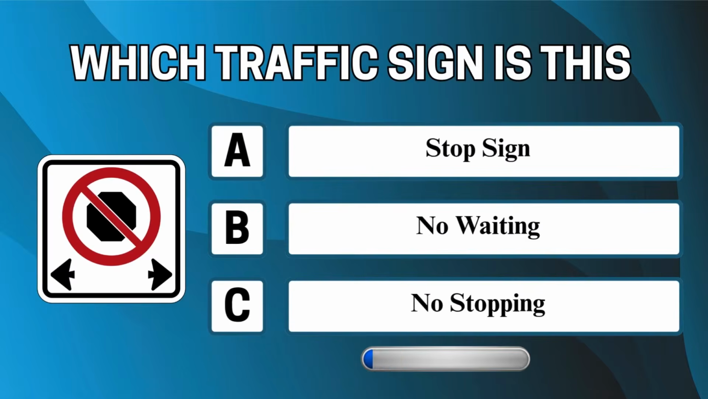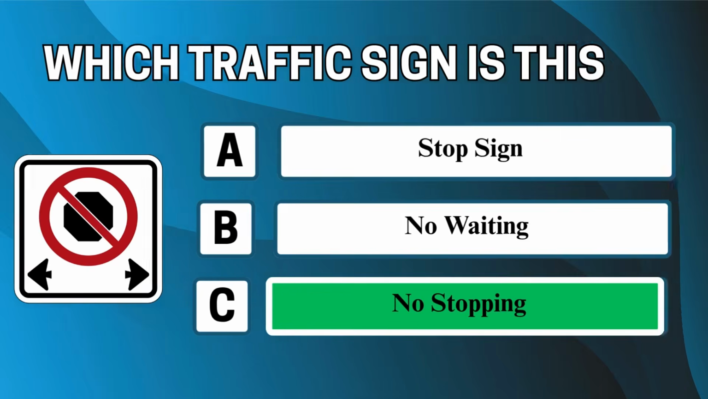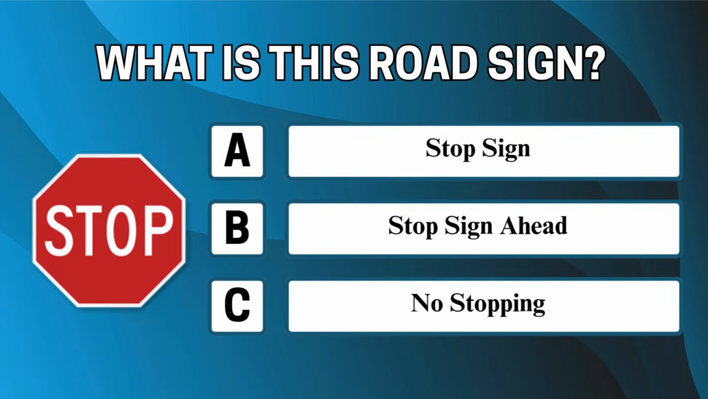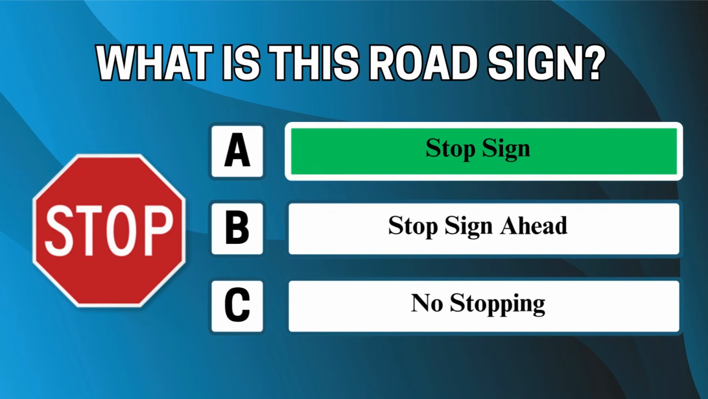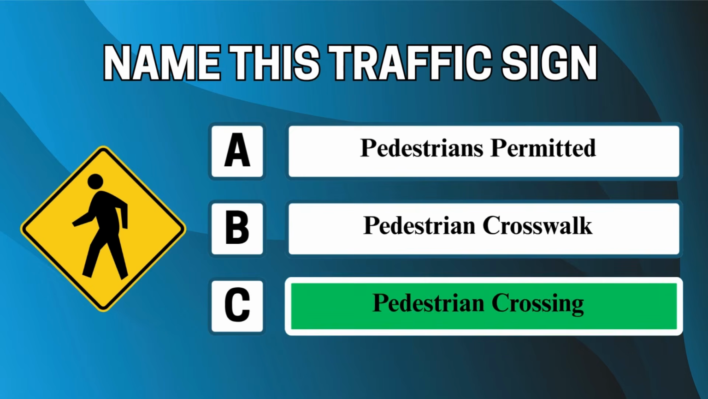Which traffic sign is this? Exactly, it is the stop sign. What is this road sign? Correct, that is the stop sign. Name this traffic sign. Yes, it is. It is the pedestrian crossing sign.